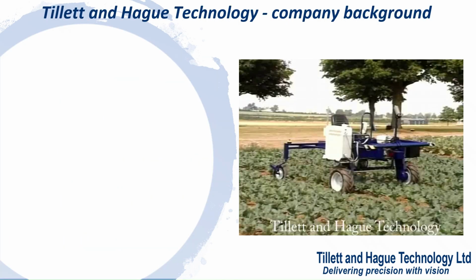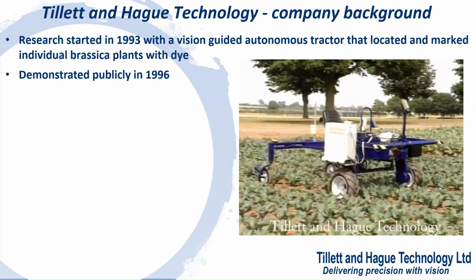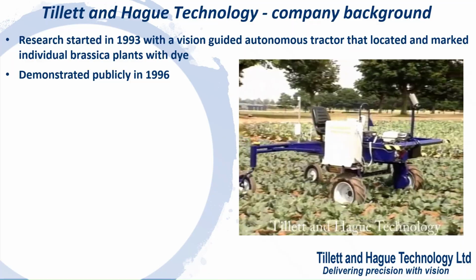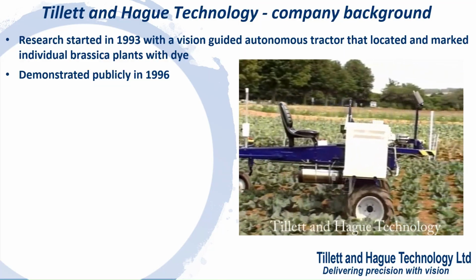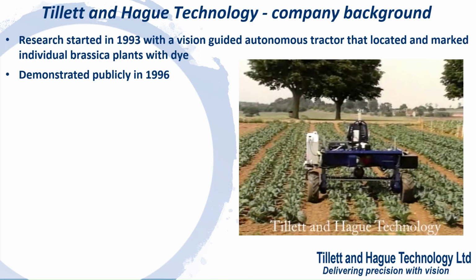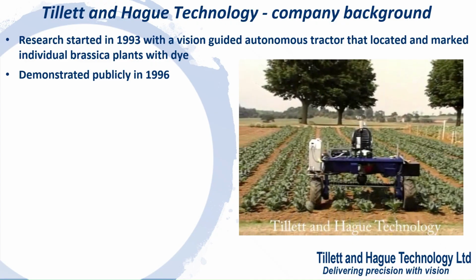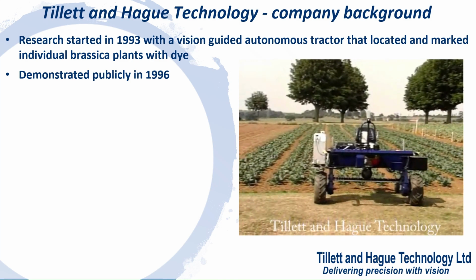So let's start with a bit of ancient history, just for your interest. Back in 1993, when computer vision was a relatively new technology, largely confined to indoor artificial environments, Nick Tillett and Tony Hague speculated that it might be possible to use computer vision outdoors to locate individual plants within a field with a view to conducting precision treatment at the individual plant scale. The focus was on machine vision for plant location and tracking, but they made the additional step of operating for an autonomous vehicle, which in the mid-1990s was an ambitious undertaking.